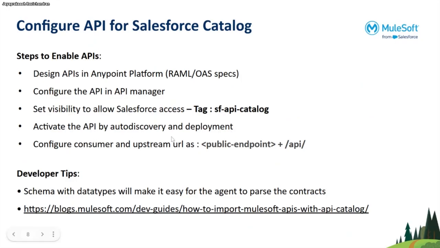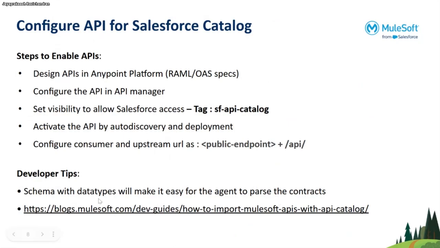Once that is done, we need to make sure our API is activated in API Manager by autodiscovery. As you know, we can deploy it to API Manager and use the autodiscovery ID in our package during deployment. Once it is deployed, it will become active in API Manager. And we need to configure the endpoint. Once it is deployed to Runtime Manager, we will have our public endpoint. We need to provide that endpoint as the consumer and upstream URL in API Manager, so that it will be visible to Salesforce once it is synced.